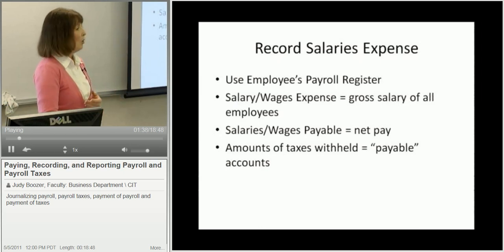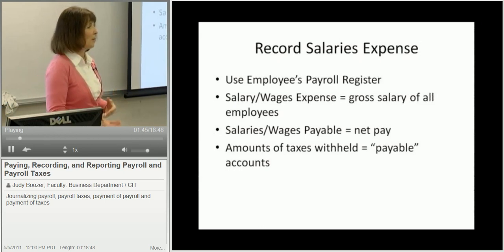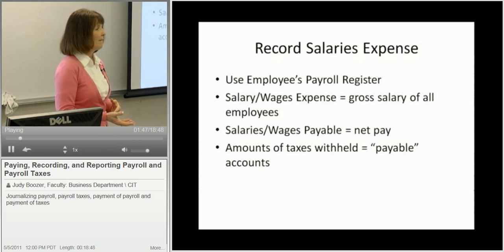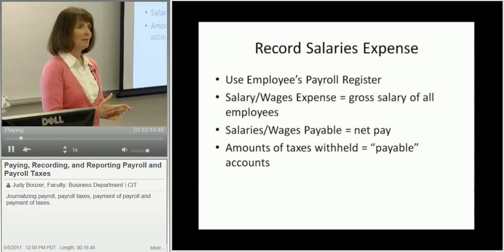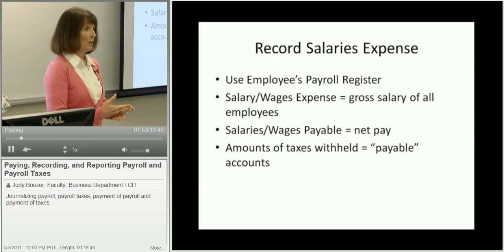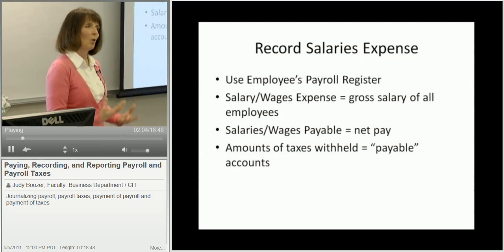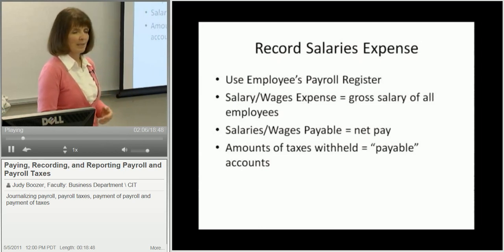Now, once a payroll register has been completed, does that mean employees have been paid? No. Because are you usually paid as soon as you end a pay period? No. But we still record it. Whether you've been paid or not, the salaries have been earned. So again, they've been earned, so we're going to record it to update our financial records.